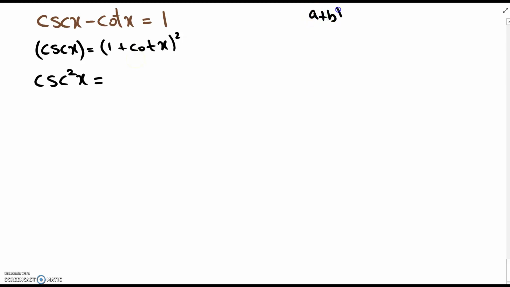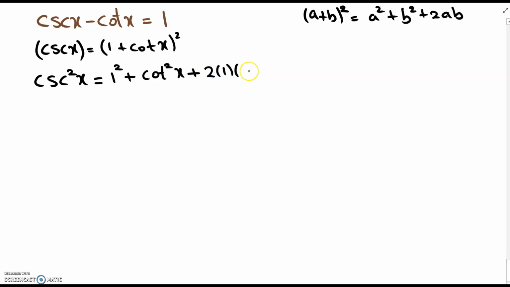I'm going to write down the formula right here: (a plus b) whole squared equals a squared plus b squared plus 2ab. Now here a is 1, so 1 squared plus b squared means cot squared x, plus 2ab, where a is 1 and b is cot x, so 2 cot x. Clear? All right, now let's do a little bit of simplification.